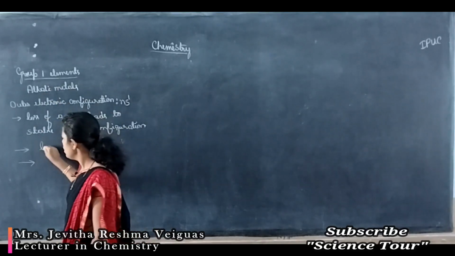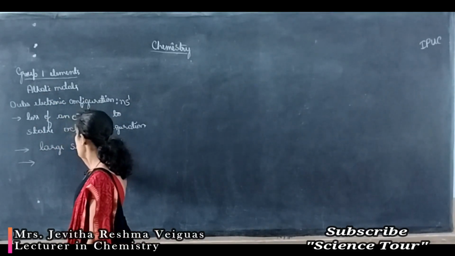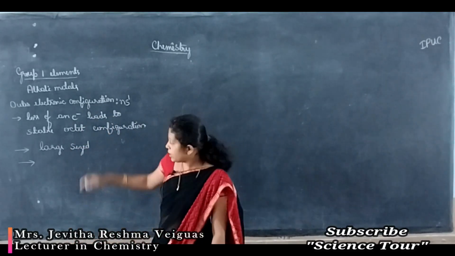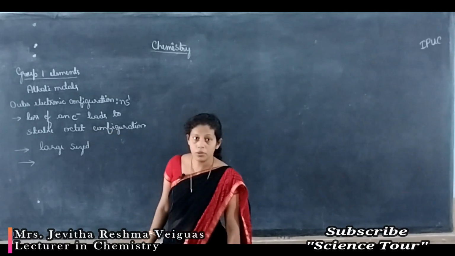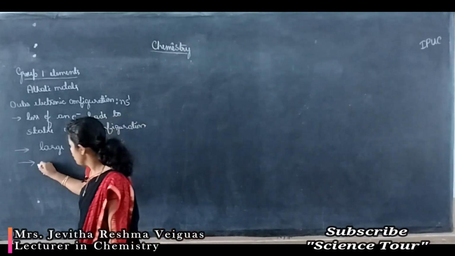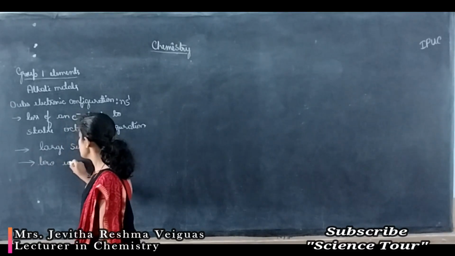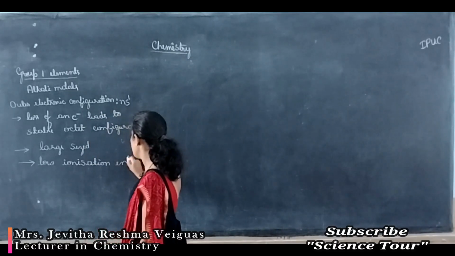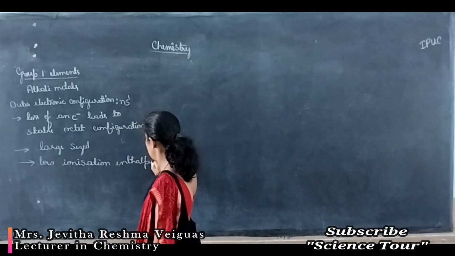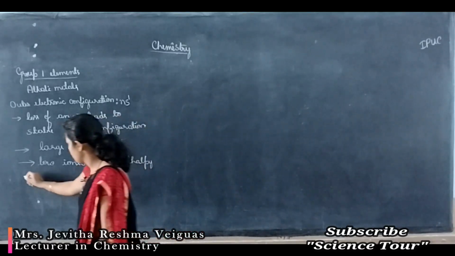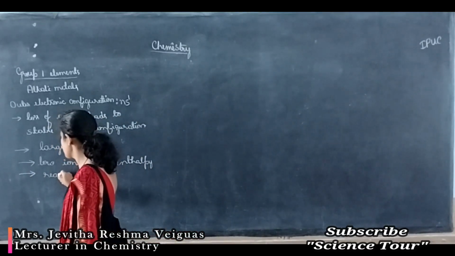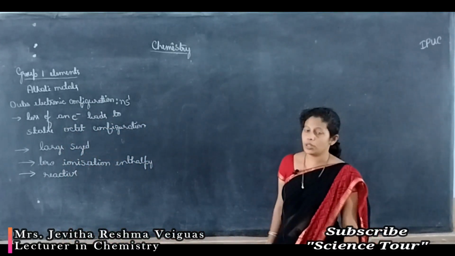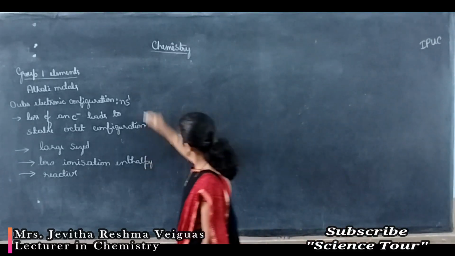These elements are actually large sized. In large sized elements, removal of an electron becomes easy. And one more thing is that removal of an electron leads to stable noble gas configuration. That's why they prefer to lose an electron. Hence, these have low ionization enthalpy. Due to their low ionization enthalpy, these elements are reactive. So, the reactivity of group 1 elements is due to the low ionization enthalpy.